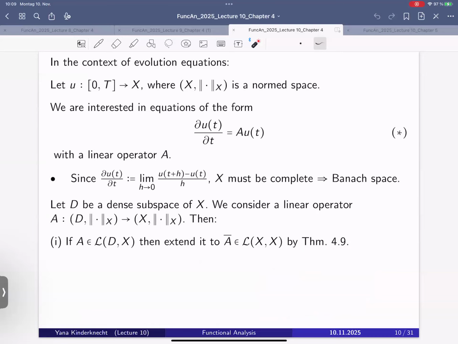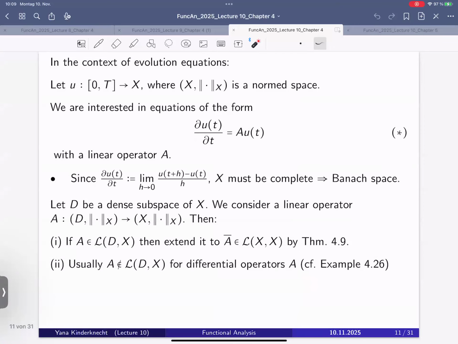But again, keeping in mind differential operators, this approach usually does not work for them. And we have seen it in example 4.26 when we considered the operator of first derivative. So what should we do in this case? We have to accept that bounded operators are not enough for many interesting problems. So we have to deal somehow with unbounded, so discontinuous, operators. And we should hope that at least some of them are not totally bad and we can do something.